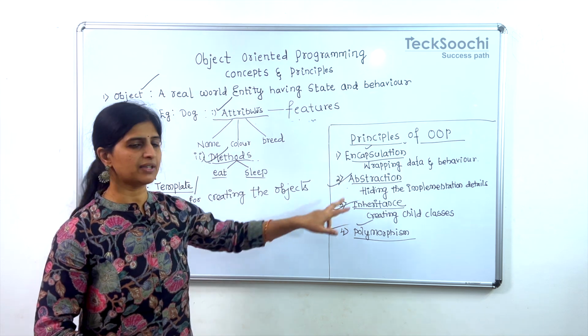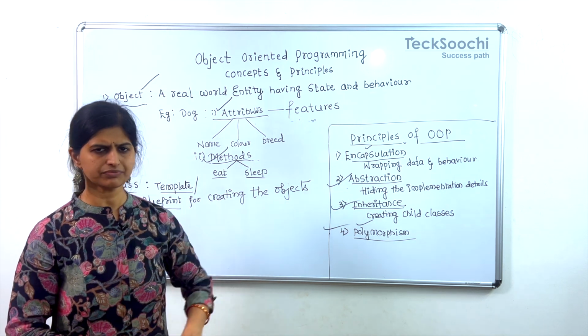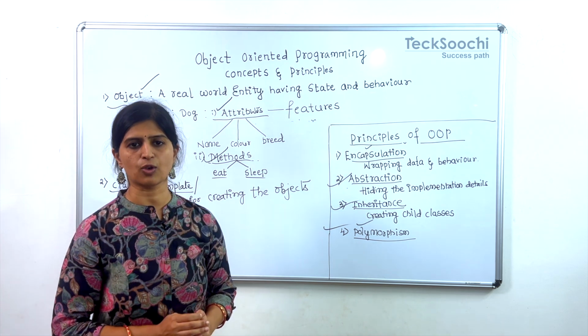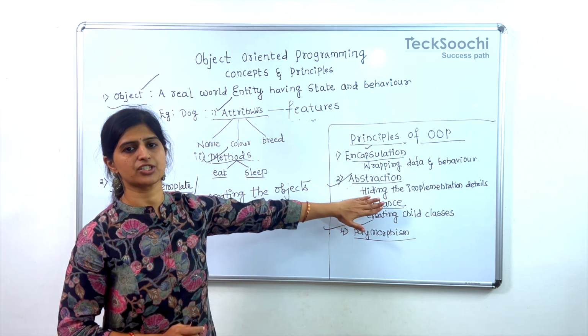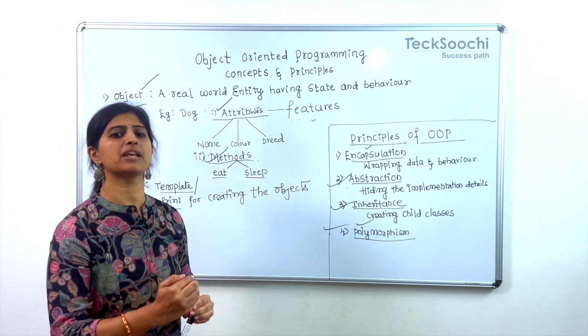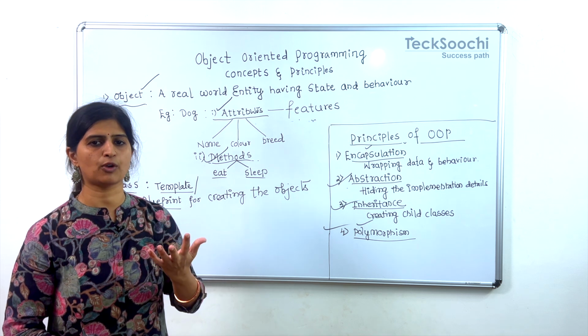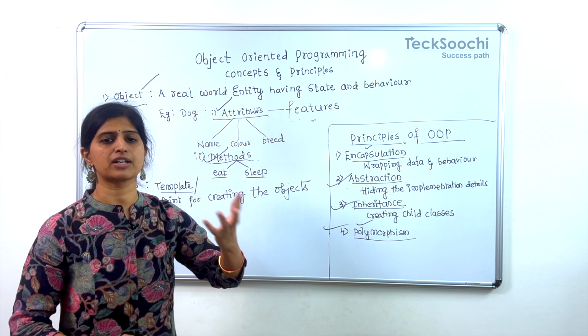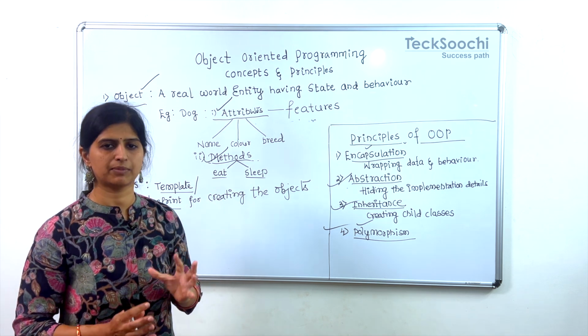The next principle is abstraction. As the name itself indicates, I am going to give an abstract view of the software by hiding the implementation details of the system. By hiding the implementation details, the user will be exposed to just the relevant information that is needed, instead of bothering about how the functionalities of the software are implemented.